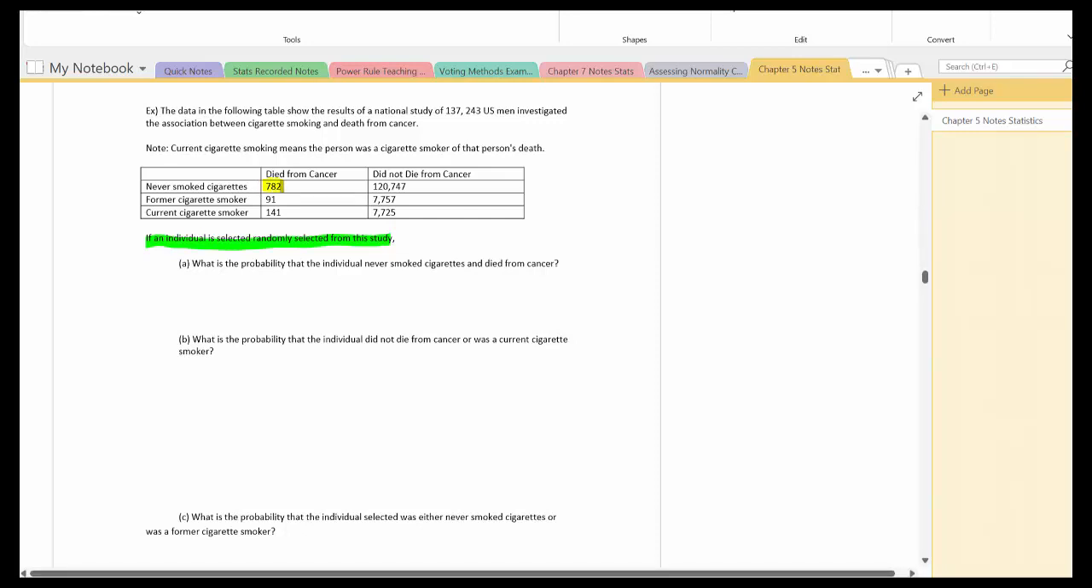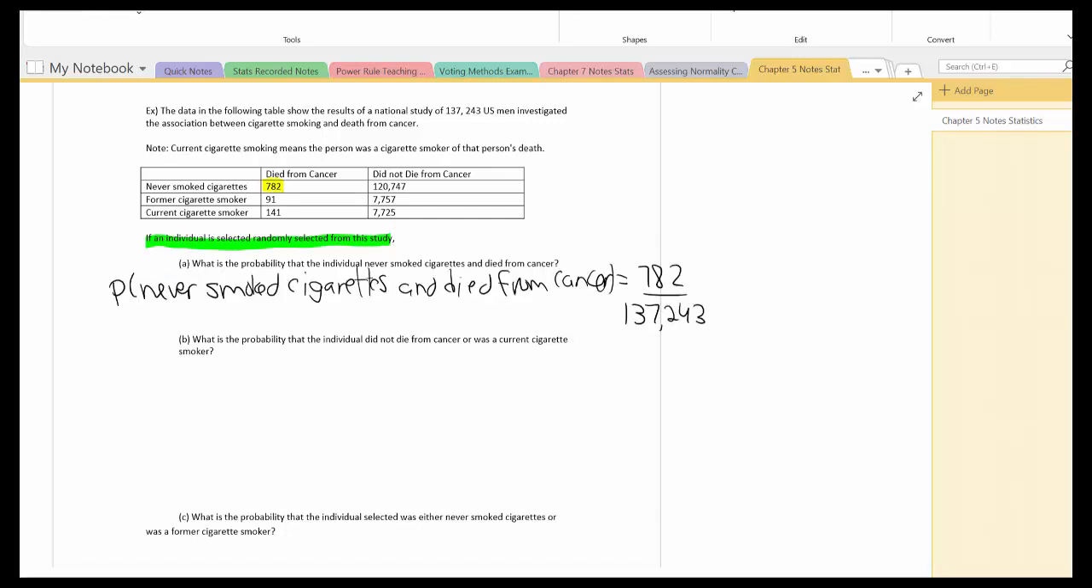So let me write this out now. So it's the 782 over the total, which was given in the problem, 137,243. Keep in mind, as these numbers get bigger and bigger, I'm not going to worry about reducing the fractions in the lowest terms. All right, let's take a look at part B.